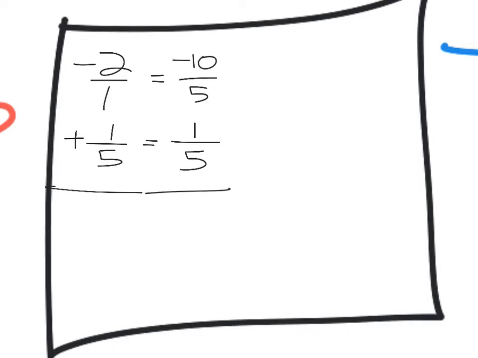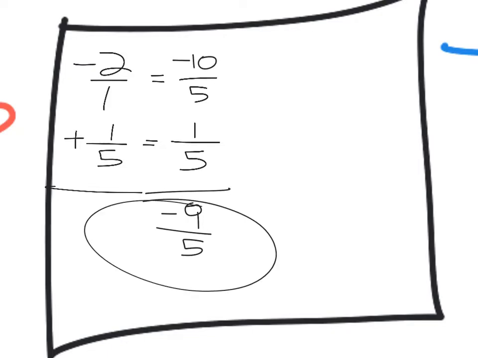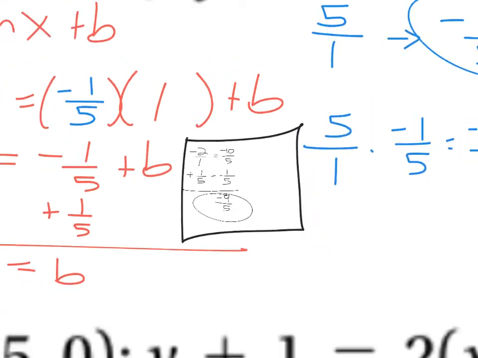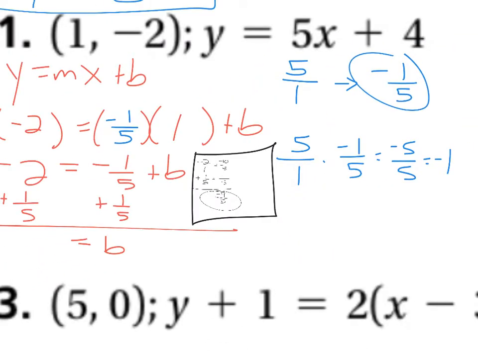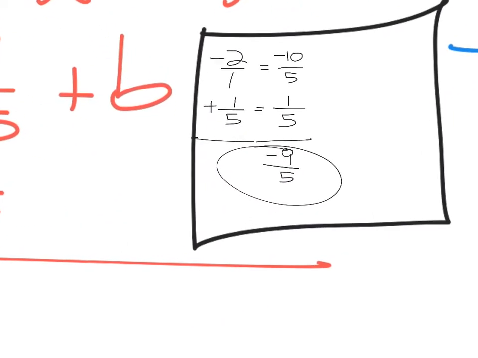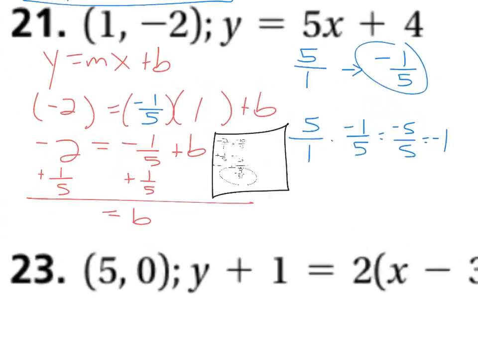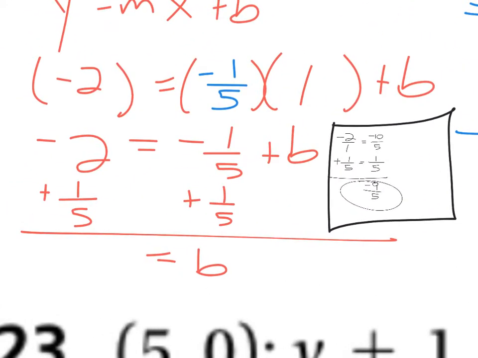So what we're adding together actually is -10/5 plus 1/5. And -10 plus 1 is -9/5. Okay, so that's the value that we've got. When we then shrink it down, we find out that b is equal to -9/5. So let's put it there. -9/5 for b, which is great.